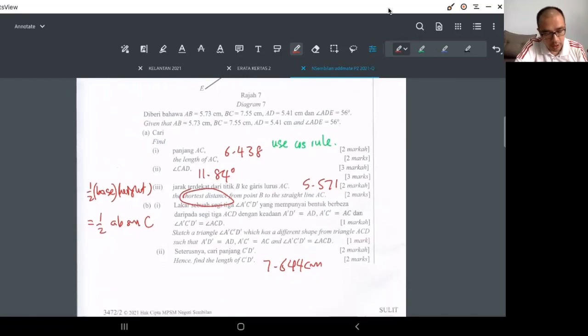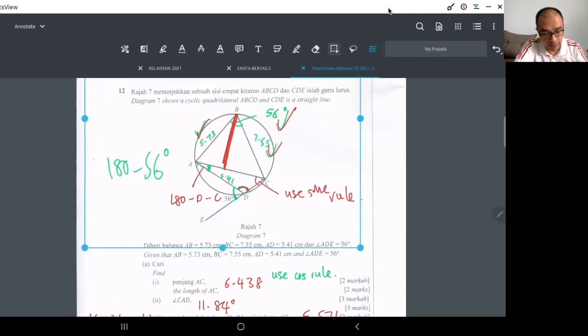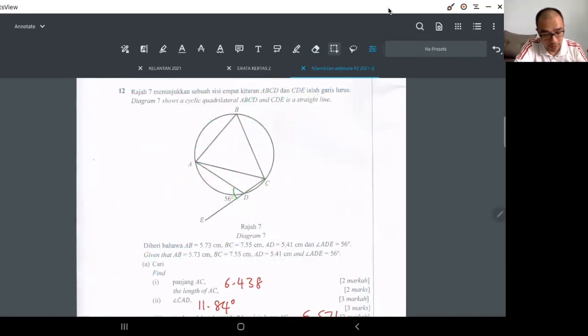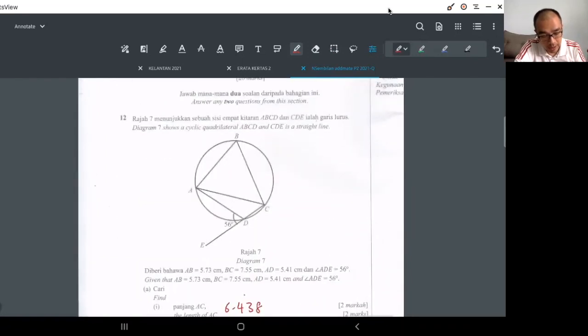Okay, question B1: sketch a triangle ACD which has a different shape from our current ACD. Sorry, let me rub all this off. Can I use FR's method? Oh no, I can't use FR's method. Oh, I can. Okay, a triangle with a different shape from triangle ACD, but AD equals AD and AC equals AC, and ACD is the same.